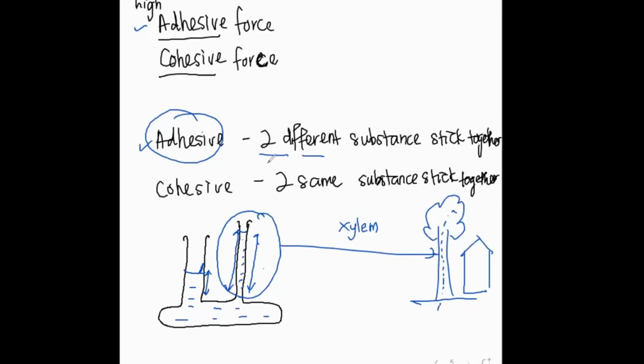So that is one characteristic that water has. Okay, so that is called adhesive force. Adhesive means attraction between two different substances. One is water, one is the surface of the wall. So that is called adhesive. Now let's look at cohesive.